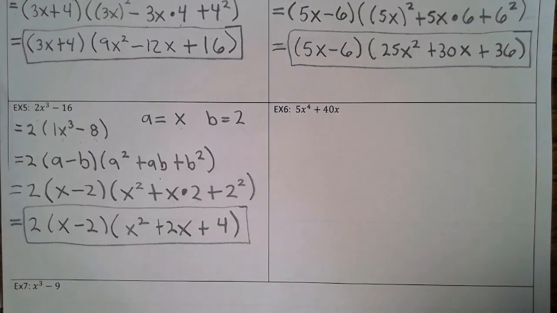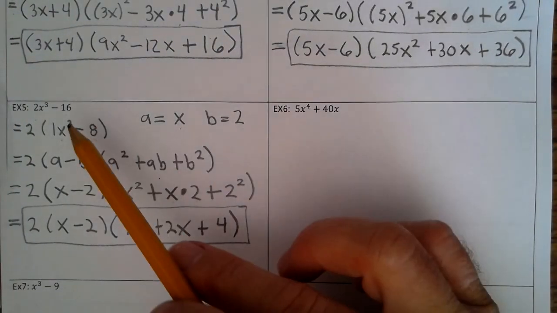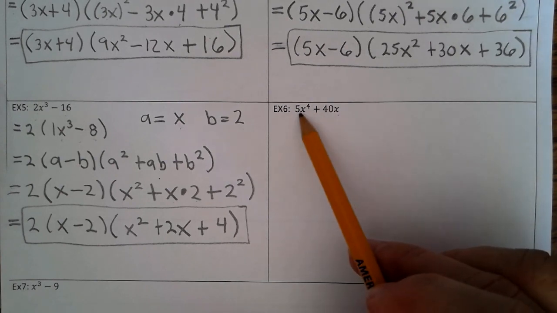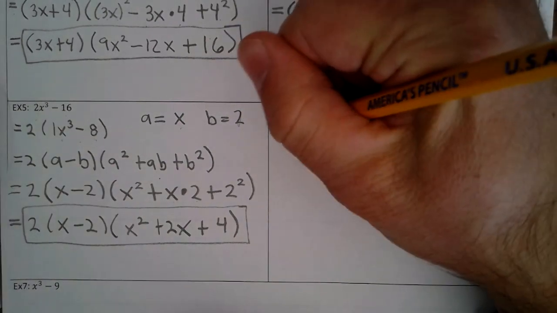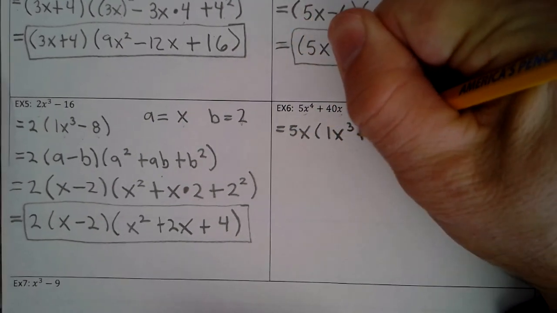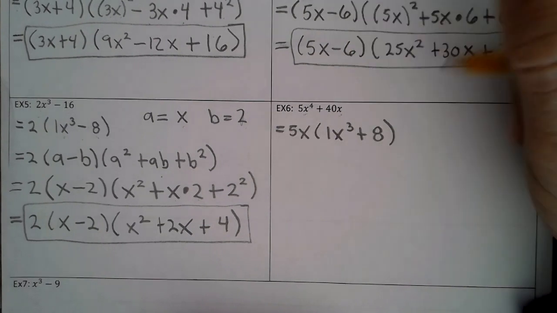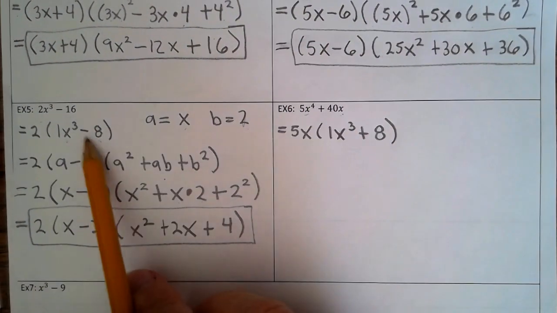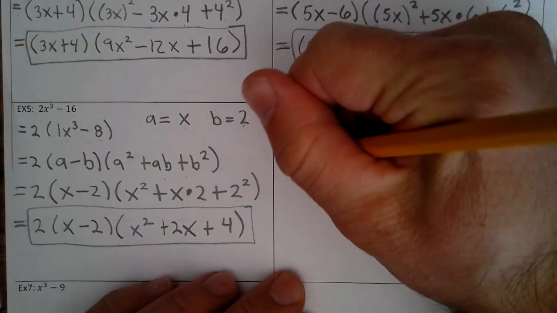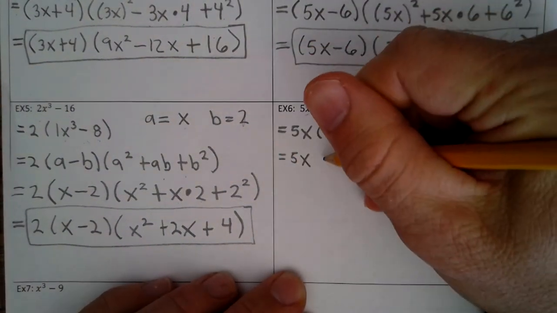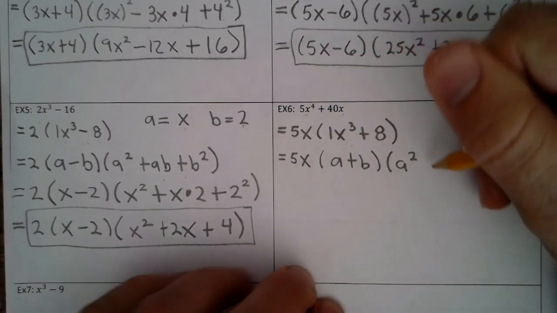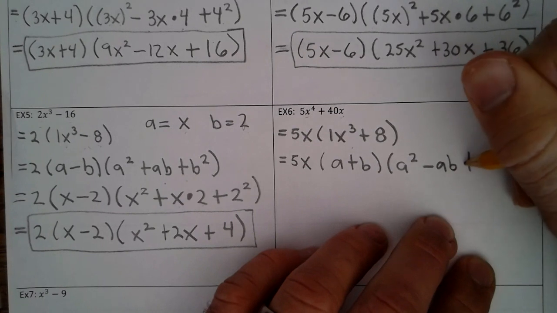All right, example 6. So again, I did example 5 and 6 on purpose so you could see that you could factor out first. And here we can actually factor out a 5x first, which leaves 1x cubed plus 8. And in essence, we're doing the same thing except the formula is slightly different. We can't forget about the 5x. So that's times a, in this case, a plus b times a squared minus ab plus b squared.